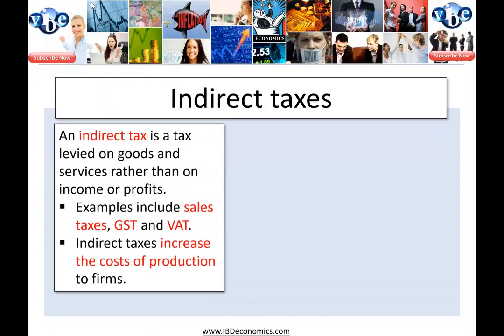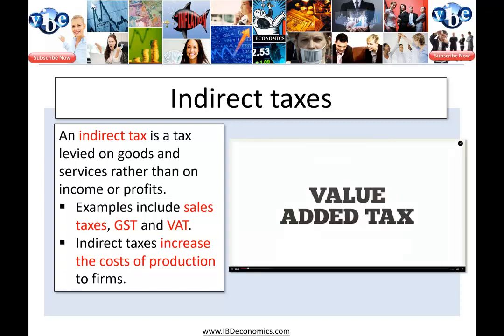Taxes, the dreaded indirect taxes, make goods or services that are being produced less profitable. So our definition for an indirect tax is a tax that's levied on goods and services rather than incomes or profits. And examples from around the world include sales taxes, GST, goods and service tax, and VAT, value-added tax. Indirect taxes increase the cost of production to firms, and we already know that when we increase the cost of production to firms, the goods or services become relatively less profitable.